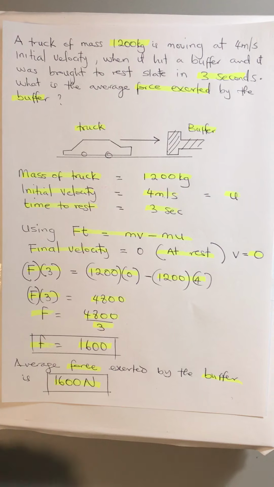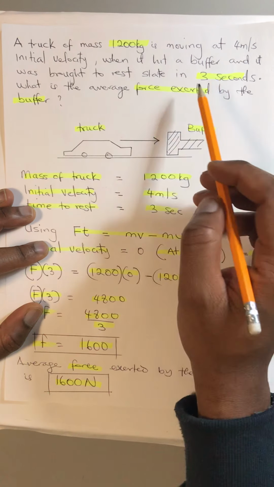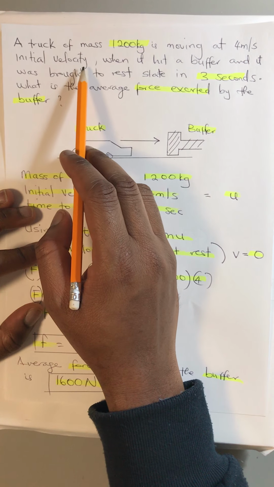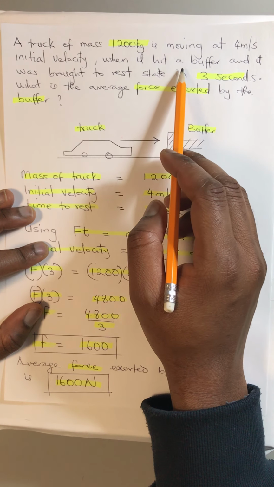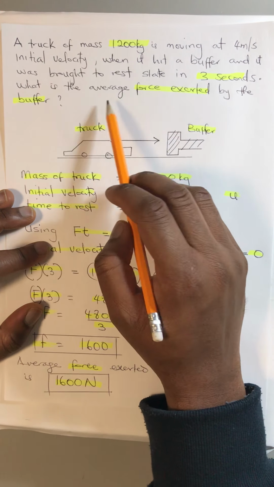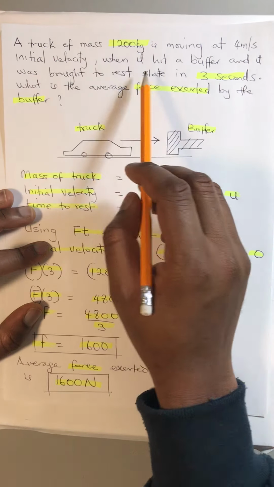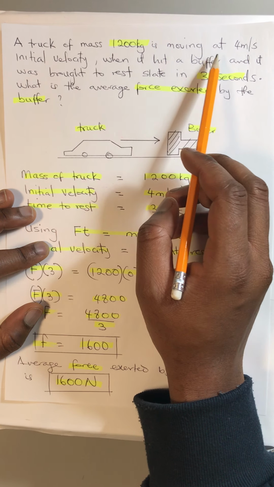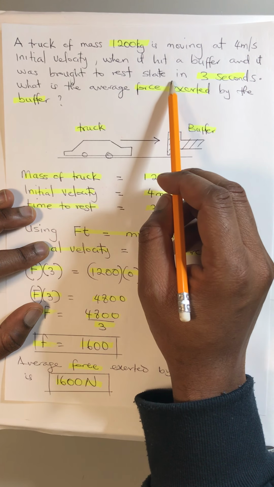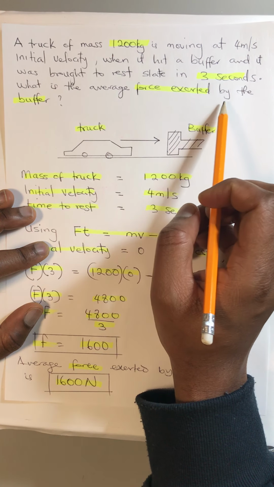Now let's read out the question given. A truck of mass 1,200 kg is moving at 4 meters per second initial velocity. When it hit a buffer, it was brought to rest in 3 seconds. What is the average force exerted by the buffer? Once again, a truck of mass 1,200 kg is moving at 4 meters per second initial velocity. When it hit a buffer, it was brought to rest in 3 seconds. What is the average force exerted by the buffer?